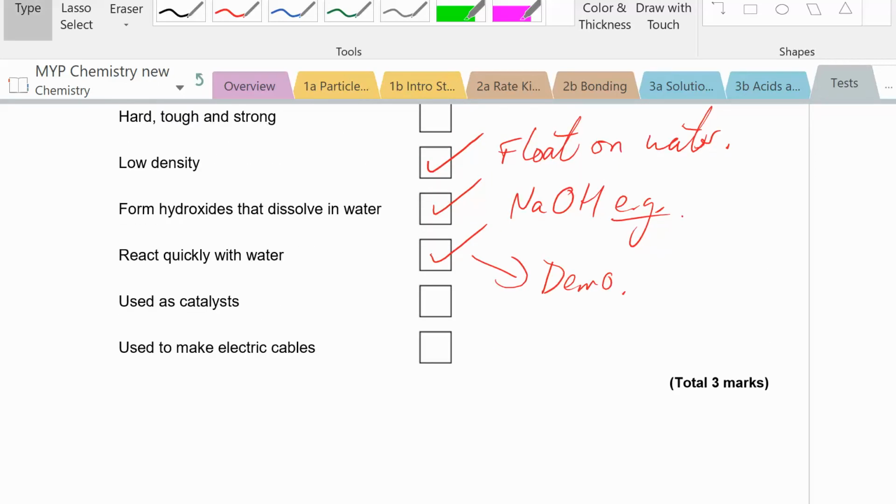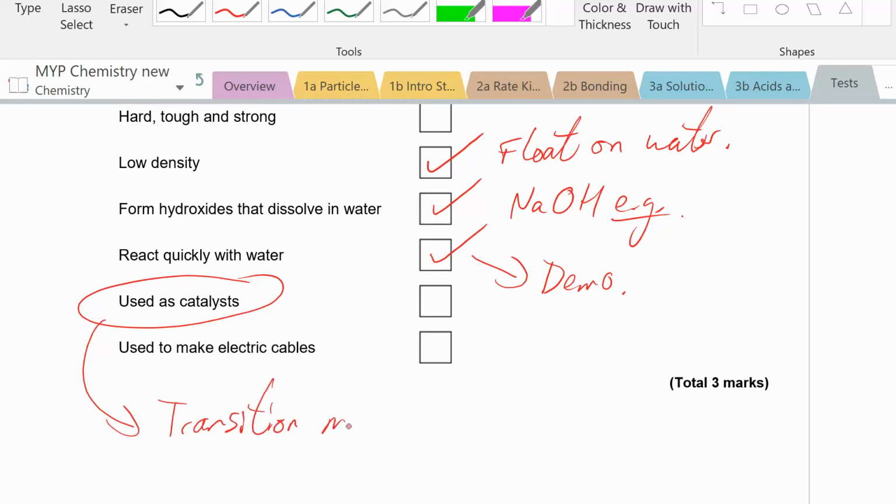Used as catalysts, they're not really used as catalysts. This would be the transition metals. And used to make electric cables. Well, these would ideally be things like copper. Again, transition metal elements.